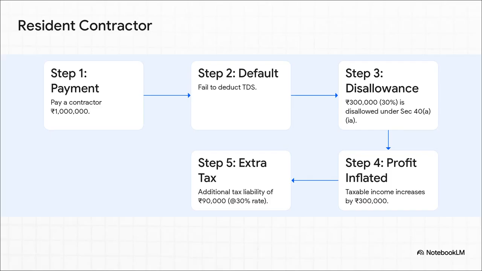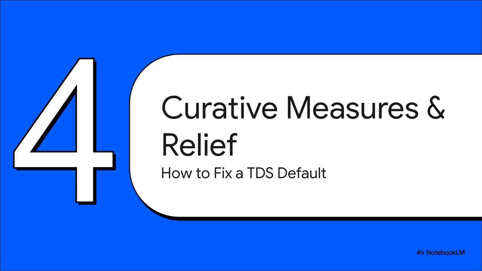Okay, let's work through a super common scenario. You pay a resident contractor 10 lakh rupees. You forget the TDS. Instantly, 30% of that, 3 lakh rupees, is disallowed. That 3 lakhs gets added right back to your taxable income. Now, if your company is paying tax at, say, a 30% rate, that simple mistake just costs you an extra 90,000 rupees in tax, out of your pocket. And remember, if that was a non-resident contractor, the entire 10 lakhs would be disallowed, leading to a crippling 3 lakh rupee tax hit. So that all sounds pretty scary.